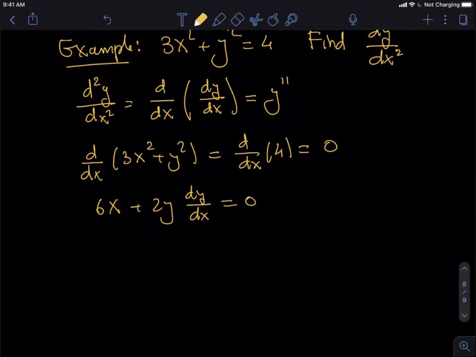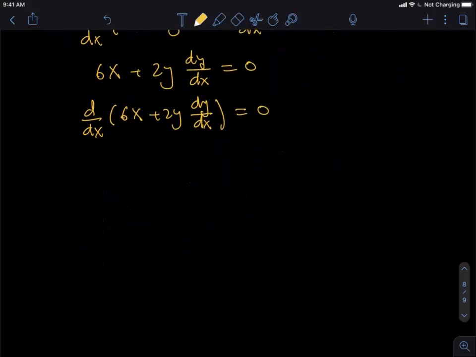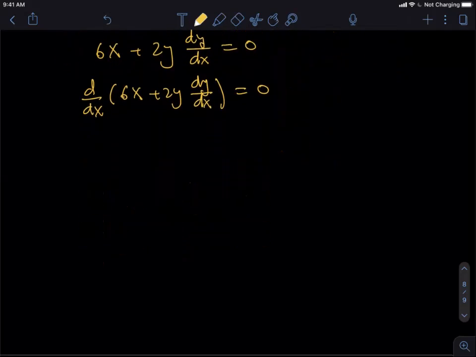Now, we want to find the second derivative. So we need to take one more derivative here. So d dx of 6x plus 2y dy dx, and the derivative of 0 is 0 because it's a constant. So here we have 6 plus, and here comes the challenge.